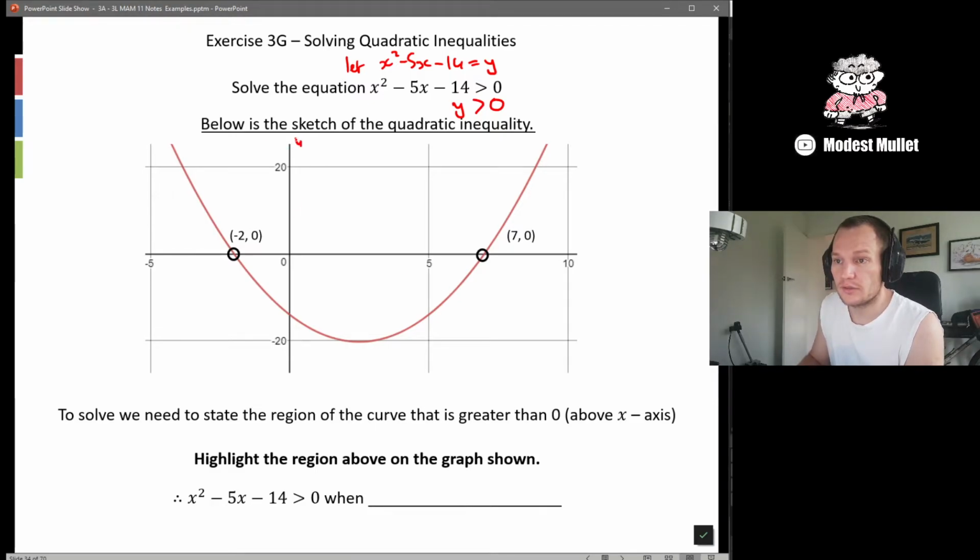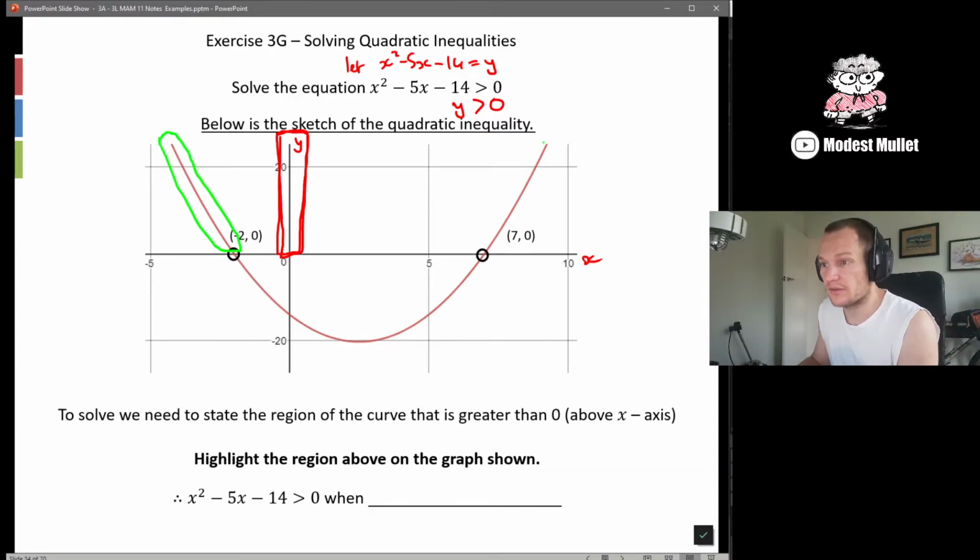So of y and x, when is y greater than 0? Well, y is greater than 0 when any of the values are in here. So when does that occur? Well, these all have values that are y greater than 0. These all have values y greater than 0.